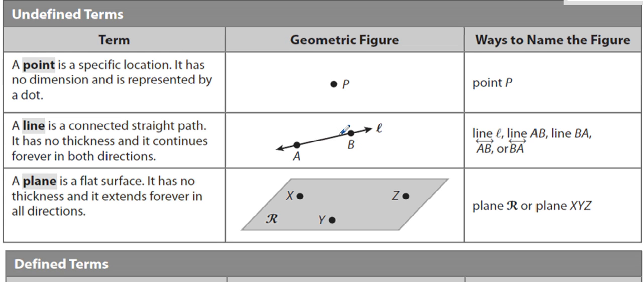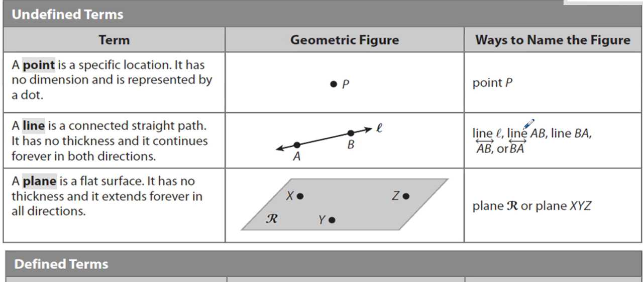writing out the word. Or you can put this little symbol above it, which is just a line, and that means you're talking about line AB. Or you can put these little italic cursive letters next to it, and you can name it with just one letter. So if you do a little L, you can call it line L.